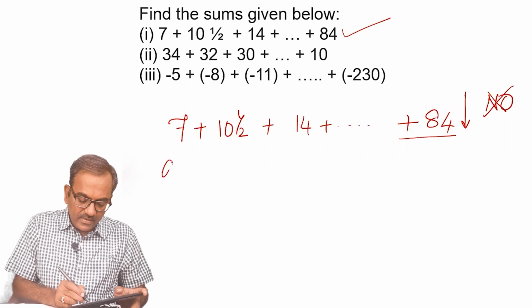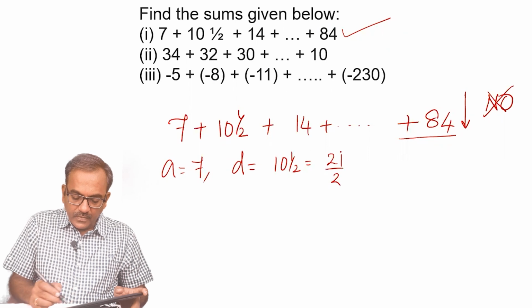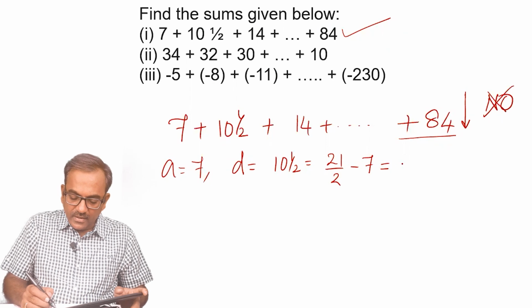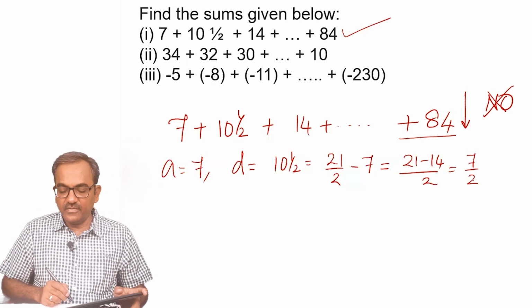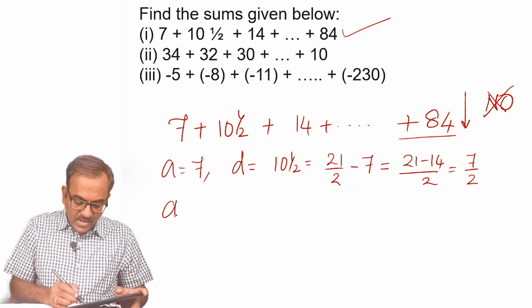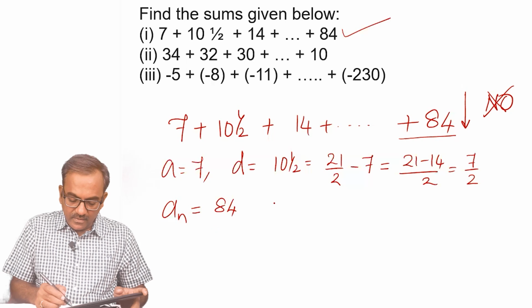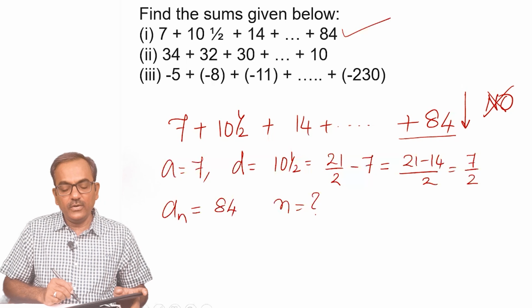Alright, so we have A is equal to 7, D is 10 and a half, that is 21 by 2, minus 7. What do we get? This is 21 minus 14 by 2, that is 7 by 2. This is the value of D. Here we have AN is equal to 84. Then we need to find the value of N.